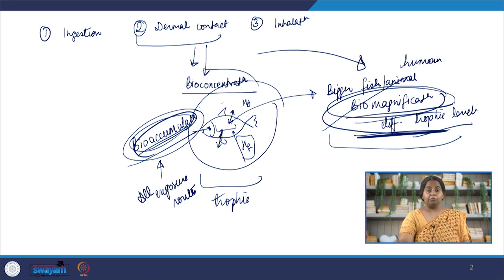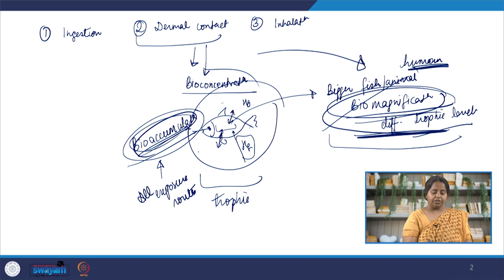For example, if you're talking about humans who consume fish, or milk products, or any other animal product or even plant product, then our target trophic level is that of humans. And if we know the rate at which they're ingesting the contaminated food, whether it is plant or fish or milk or other animal products, then we can very easily average out and find out what level of contaminant will biomagnify in the body of this human.